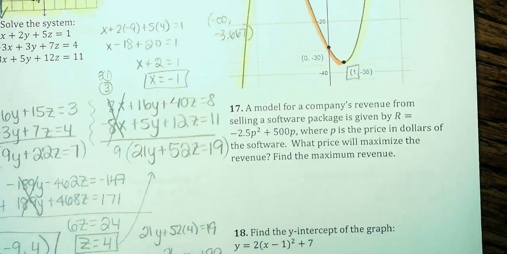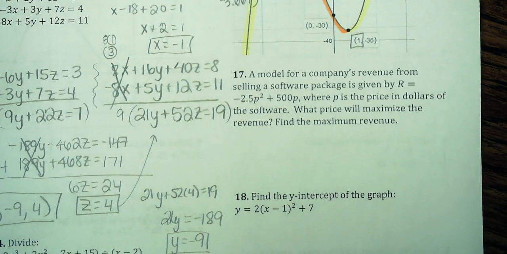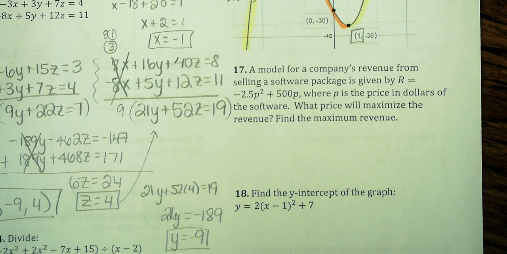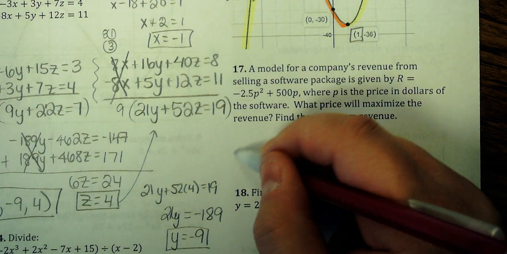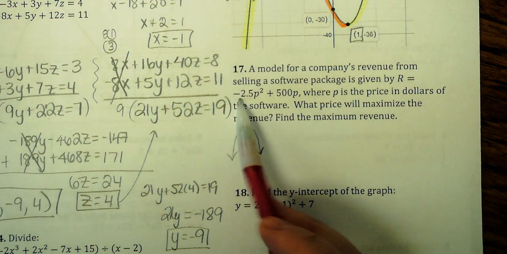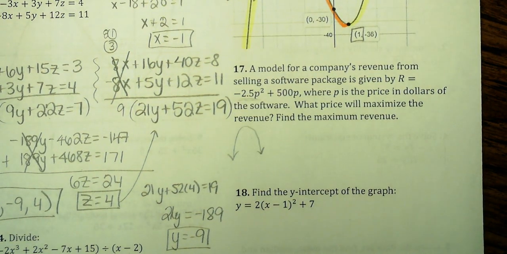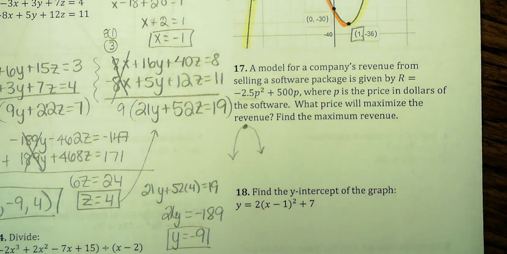Okay. A model for a company's revenue from selling a software package is given by the function here. R is negative 2.5p squared plus 500p, where p is the price in dollars of the software. What price will maximize the revenue, and then find the maximum revenue? Now if we were just to sketch a graph of this quadratic function, we would know that it would turn upside down because of the negative in front of our leading coefficient, the negative 2.5p squared. So if they're asking for a maximum, they're literally just asking you for the vertex of that graph.